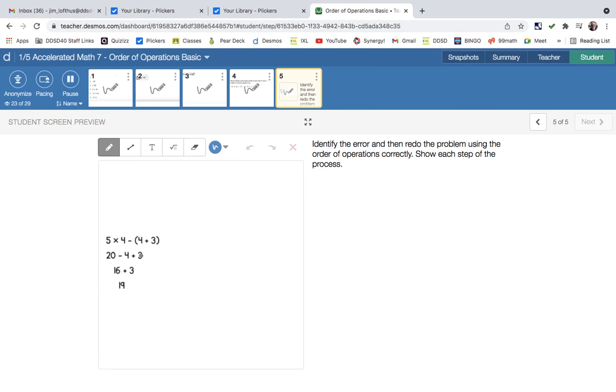And the mistake that was made was right there, 20 minus 4 and 16, because they dropped these parentheses. So it should have been 5 times 4 minus parentheses 4 plus 3. We do the parentheses first, so that'd be 5 times 4 minus 7, and that's 20 minus 7, so that should have been 13.